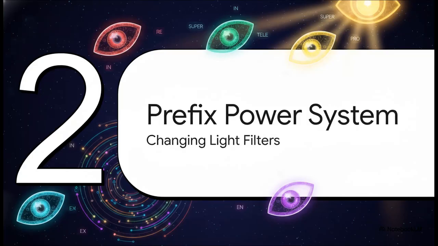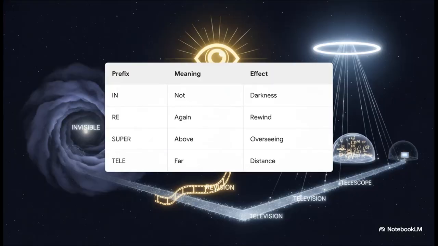Section 2. The prefix power system. Changing the light filters. You can kind of think of these little word prefixes as filters on a beam of light. If our root, VIS, is a flashlight, adding the prefix in, which means not, slaps a darkness filter right on it, like in the word invisible. If you add re, meaning again, you rewind the light to look back. Super means above, giving you an overseeing light. And my personal favorite, tele, meaning far. Adding tele acts as this awesome far-distance light bridge so you can see things miles away.